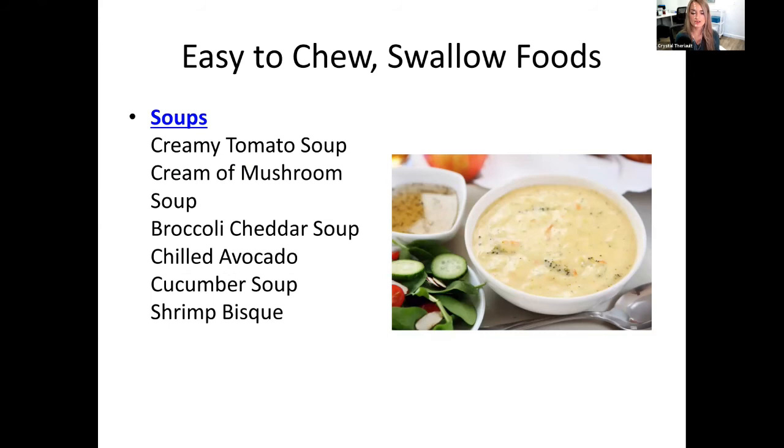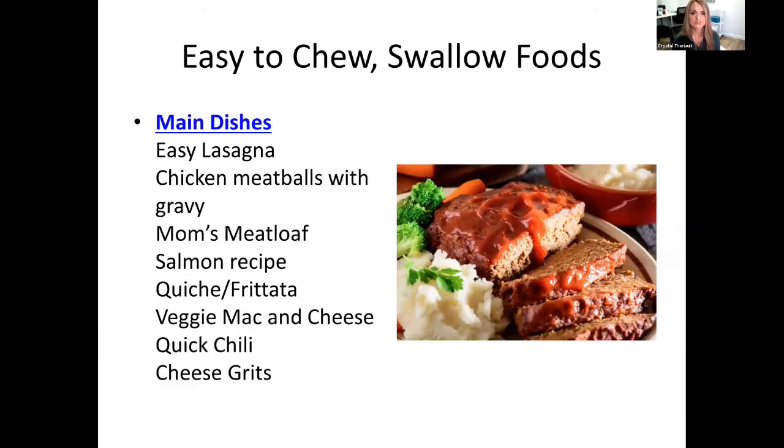Also soups. The idea is to get in a lot of calories, so cream-based soups are the go-to. If they're only eating half a bowl of soup, at least they're getting higher calories. So things with milk, or sometimes people will use cashews as an alternative to get those calories and nutrition in and make it creamy. Those are just some suggestions there.